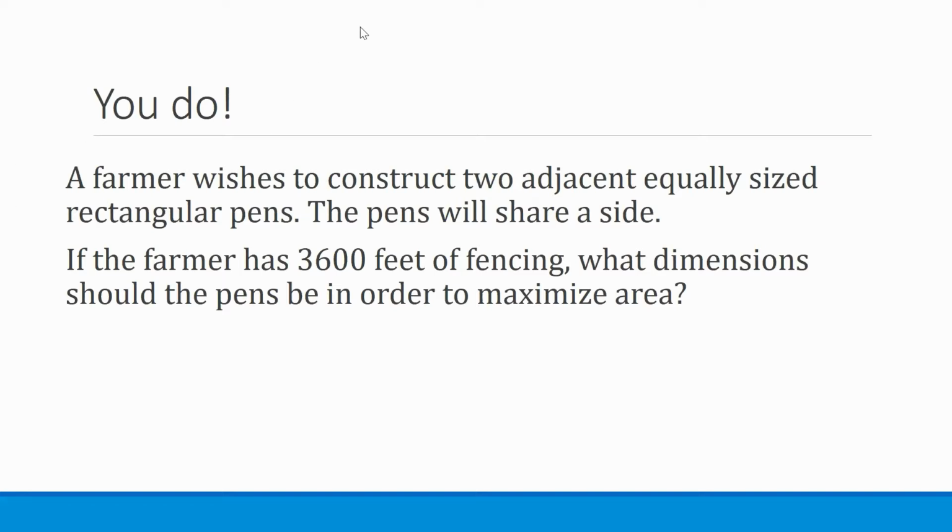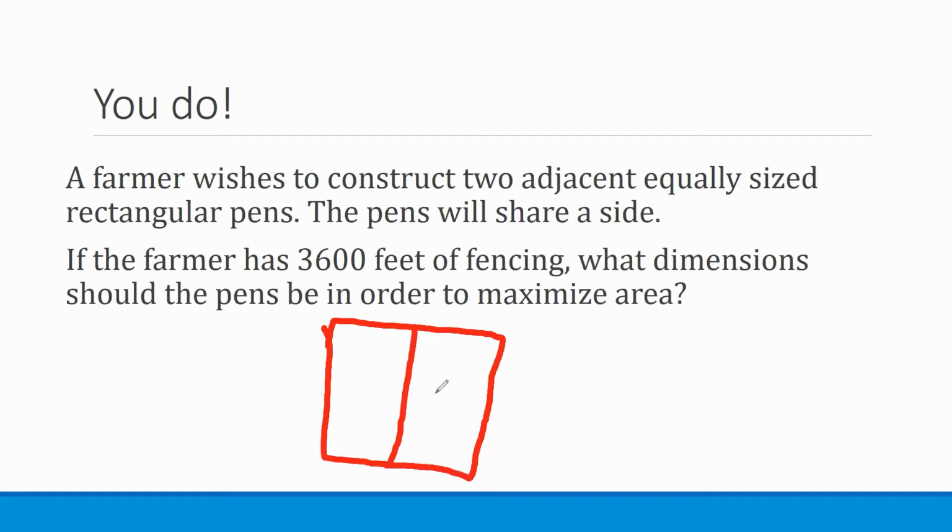We can maximize the area of each pen, or we can maximize the area of both. It's going to give us the same thing. Let's draw a quick picture of this to try to get the idea. We're going to have two equally sized rectangular pens that share a side. We want to maximize the area, and we know we have 3,600 feet of fencing.